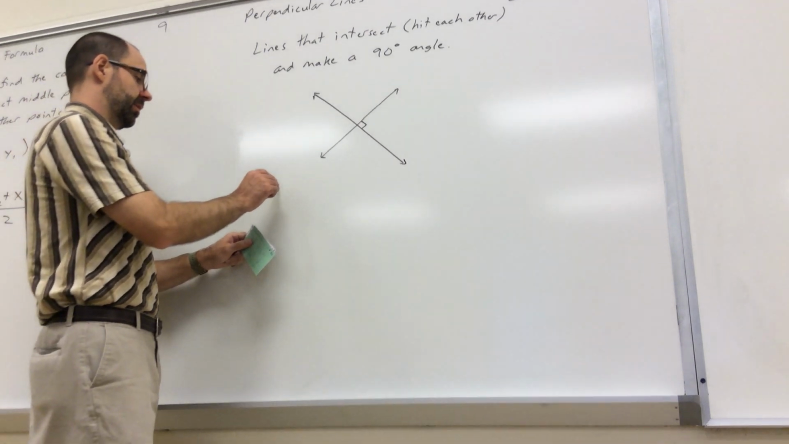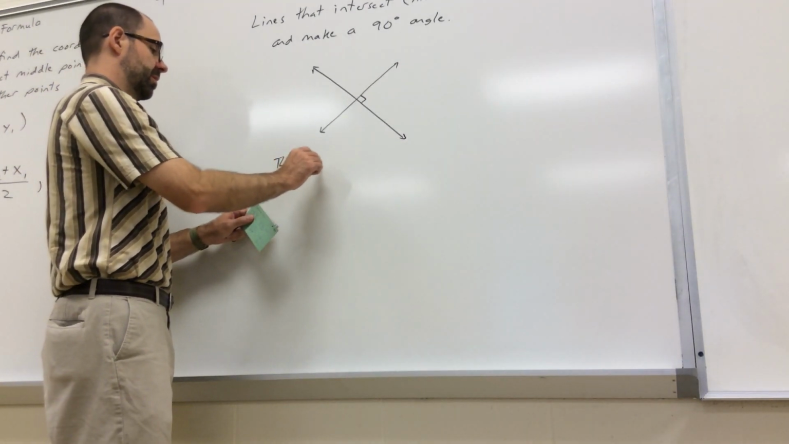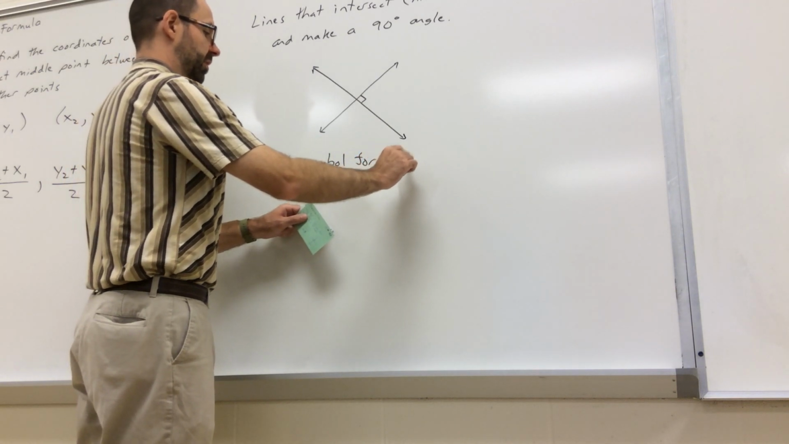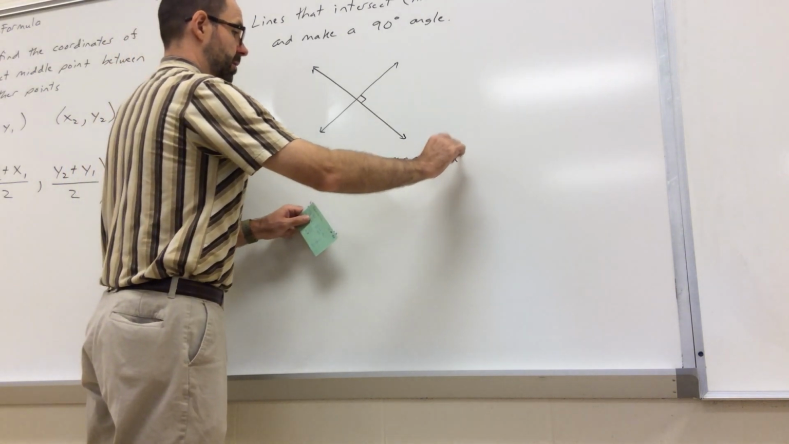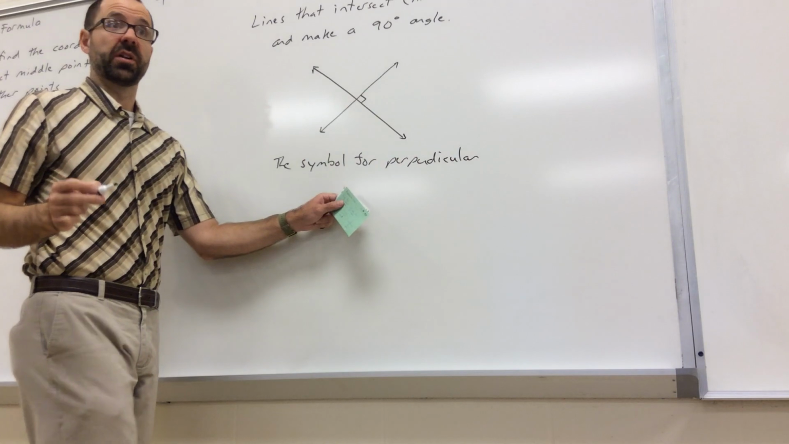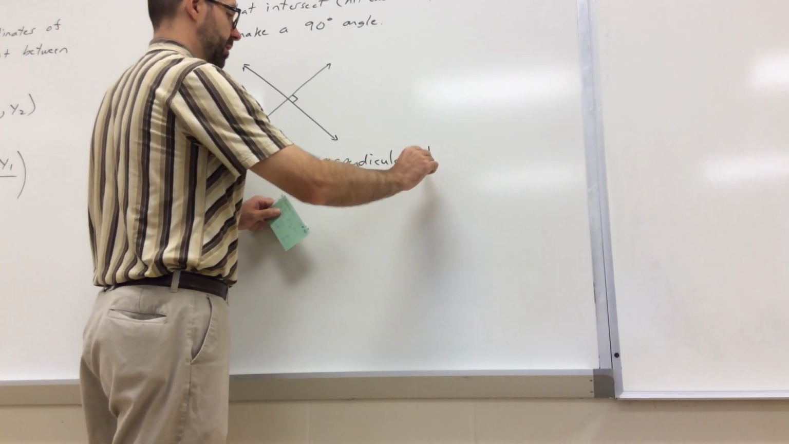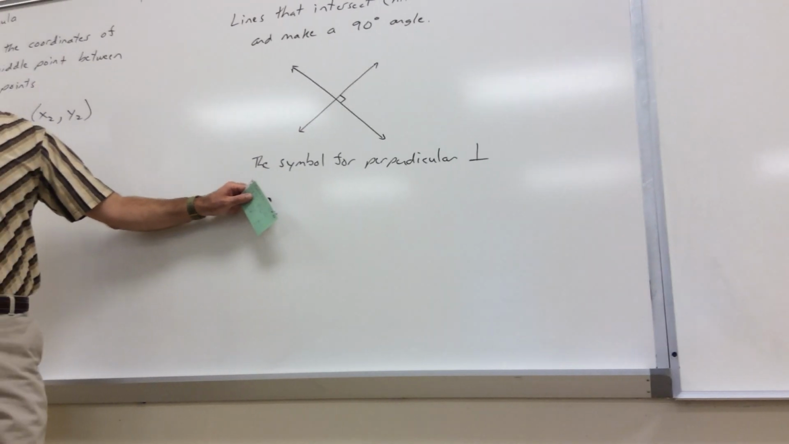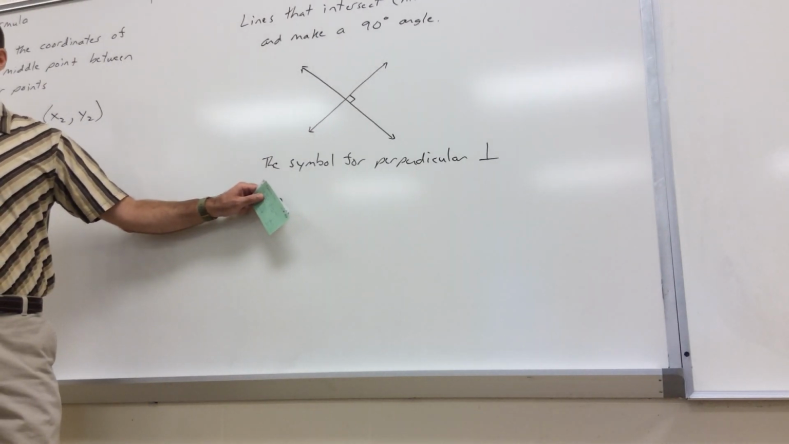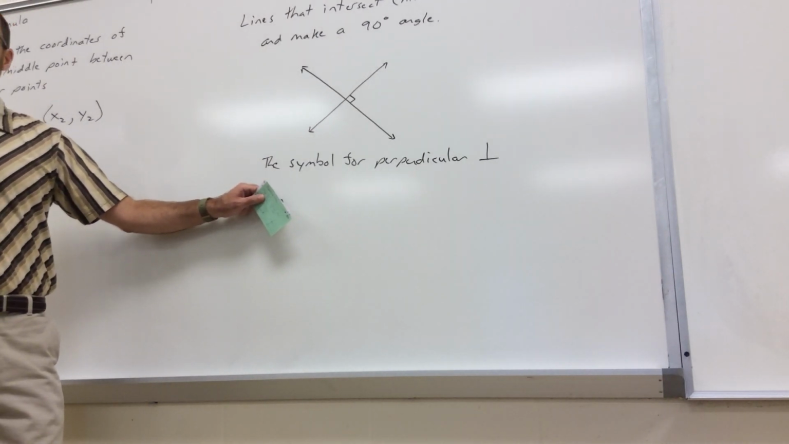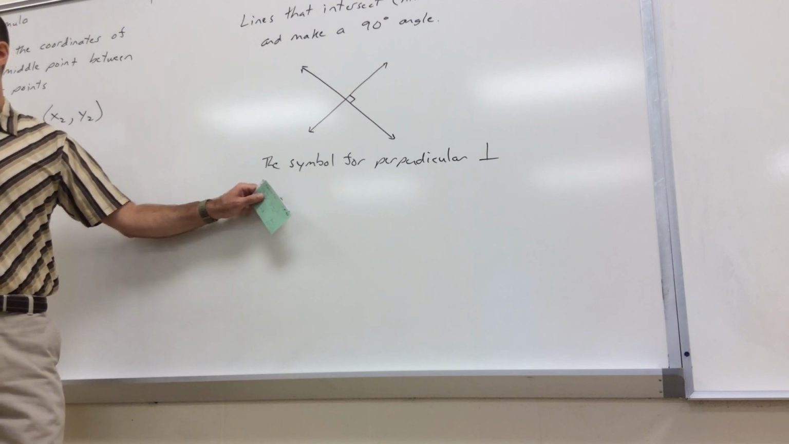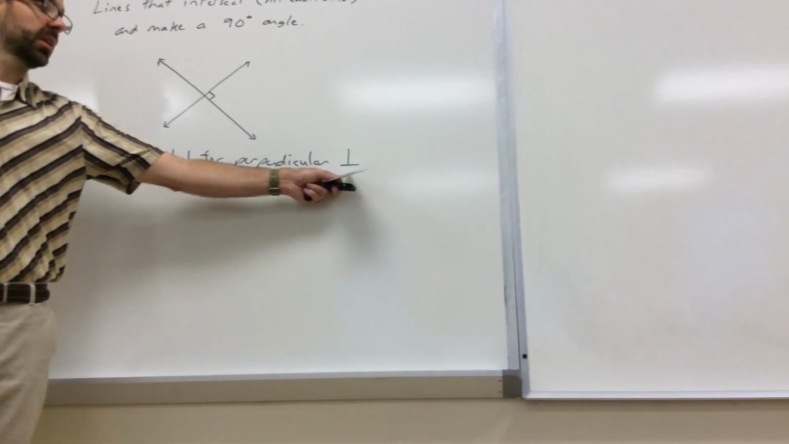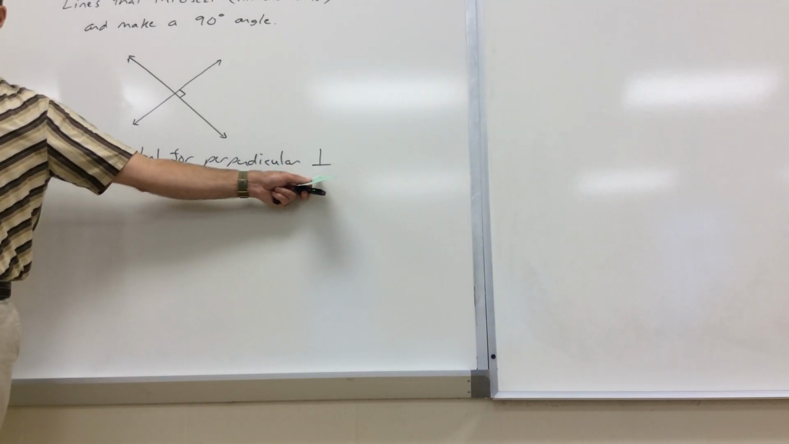And the symbol for perpendicular, this is kind of weird, it's an upside down T. So sometimes we're trying to be shorter and we don't want to write out the word perpendicular. So mathematicians made up this symbol, and that means perpendicular.